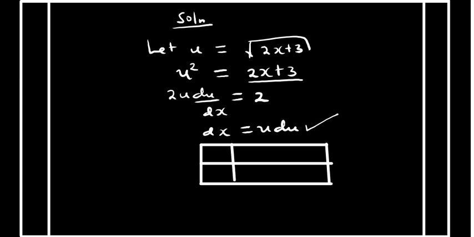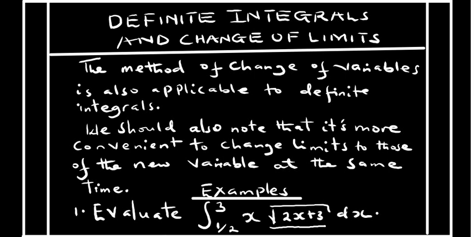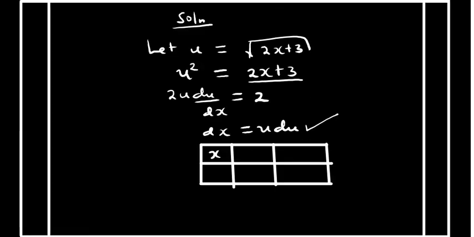So we have x. We shall have limits of x and then limits of u, where u is the new variable we have just introduced. The limits of x, if you remember from our first question, were a lower limit of a half and an upper limit of 3. That means our limits of x are going to be a half and then 3.